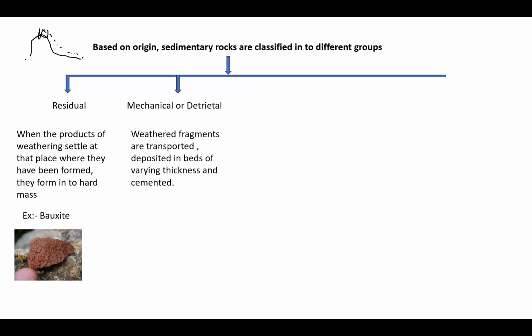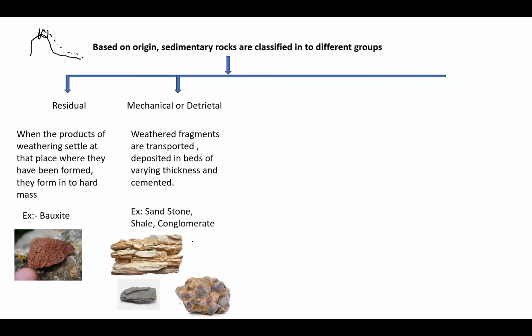The bauxite. So another is called mechanical or detrital. Weathered fragments are transported and deposited in beds of various thickness, called the cemented rock. So those are the materials deposited in the lower layers with various depositions and various thickness, called your cemented rocks. Example, your sandstone. You can see various thickness it is deposited. This is your sandstone actually.